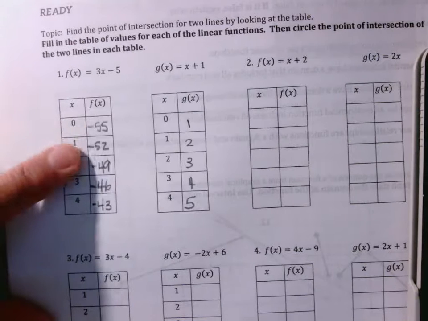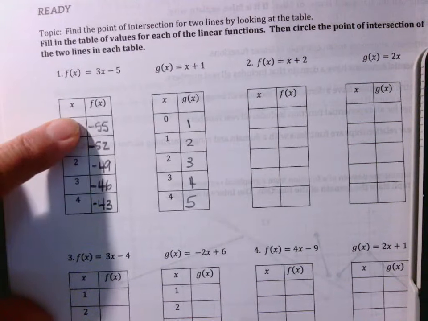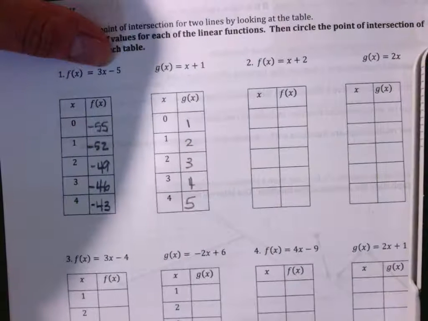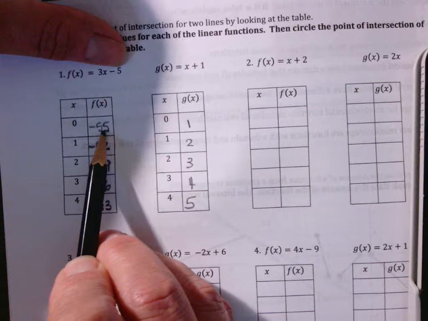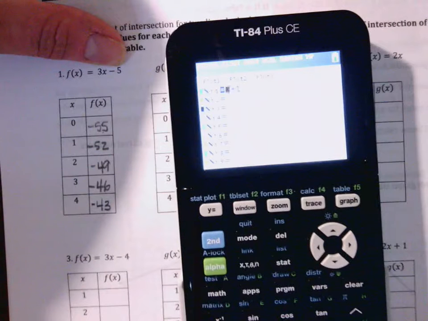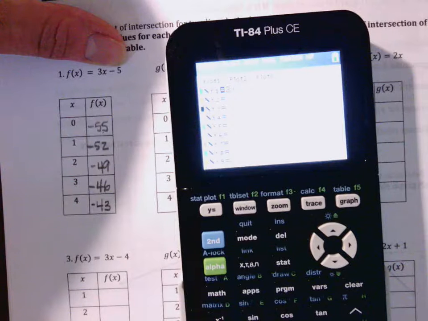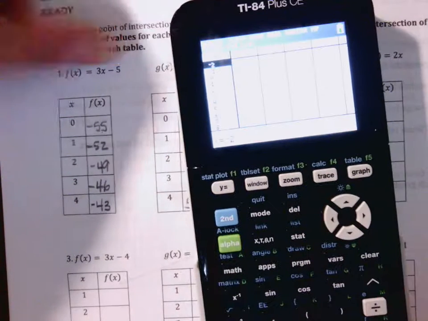What I notice is I think I've really done something wrong over here, because look at those really big negative numbers. If I put in 0 for x, I don't get out negative 55, I get out negative 5. So I think, and you probably already knew, that I stuck this in my calculator wrong. Let's try it again. 3x minus 5, not 55. And let's go to our table. And that looks a whole lot better.